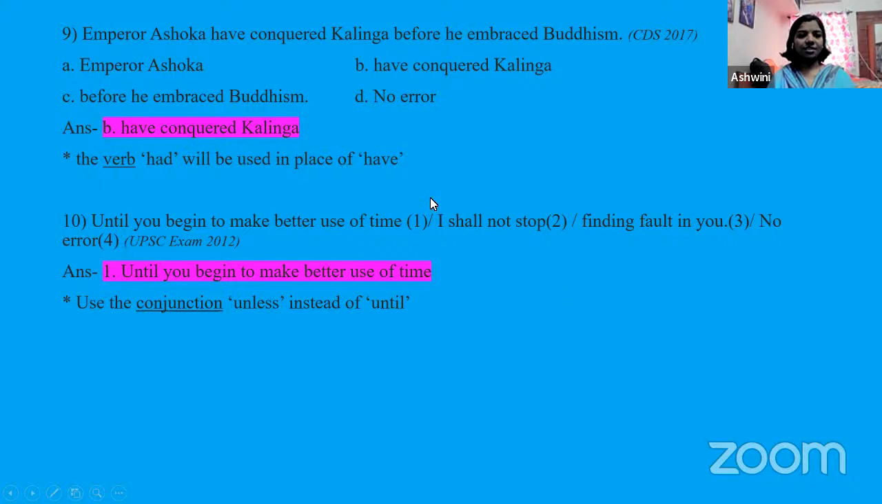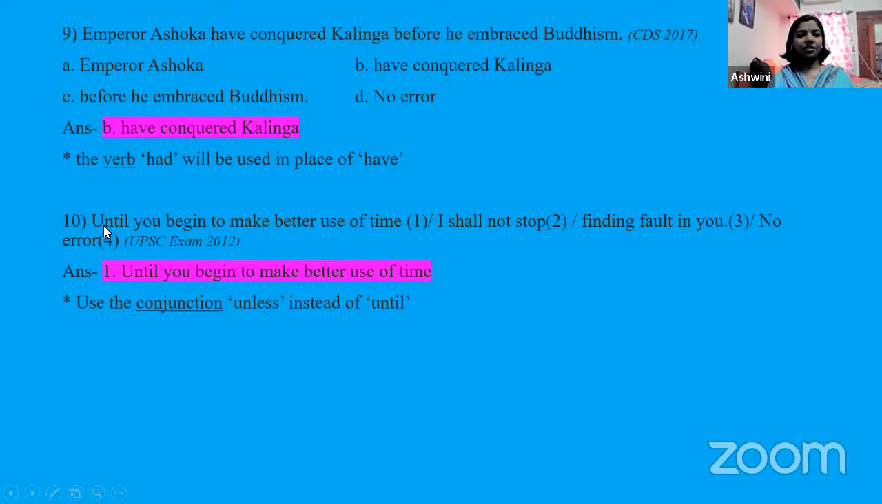Now the last example from parts of speech. Until you begin to make better use of time, I shall not stop finding fault in you, and no error. This question was asked in the UPSC examination in 2012. It is related to the conjunction. Here, in place of until we have to write unless: unless you begin to make better use of time. This is your answer. We find the error in this particular section of the sentence.